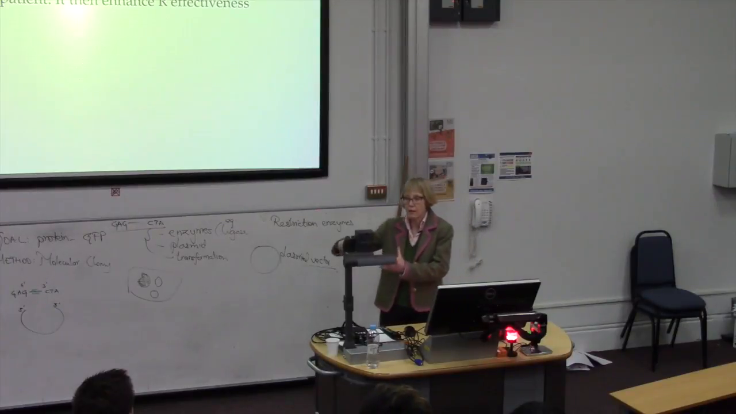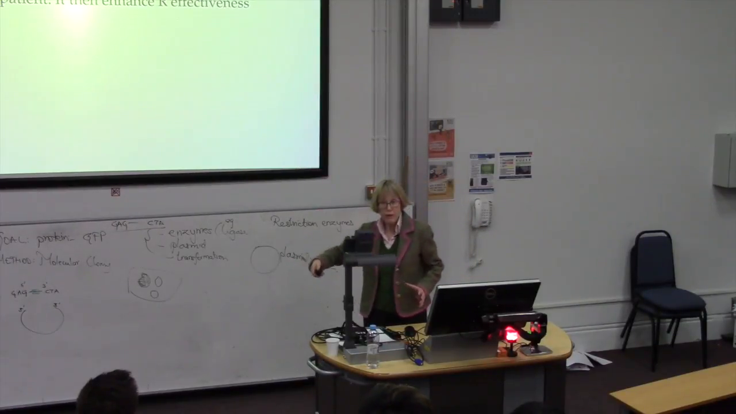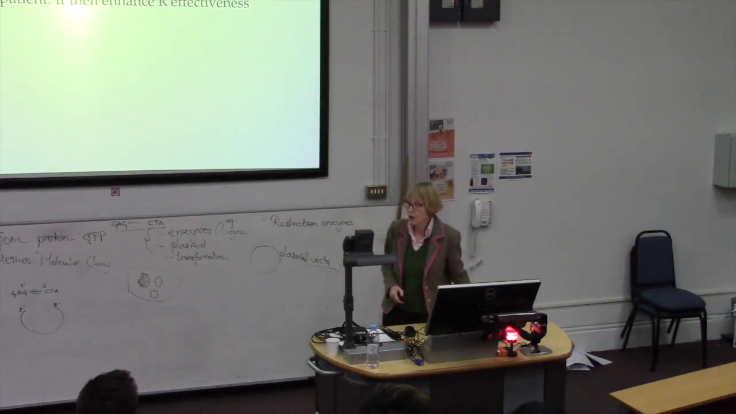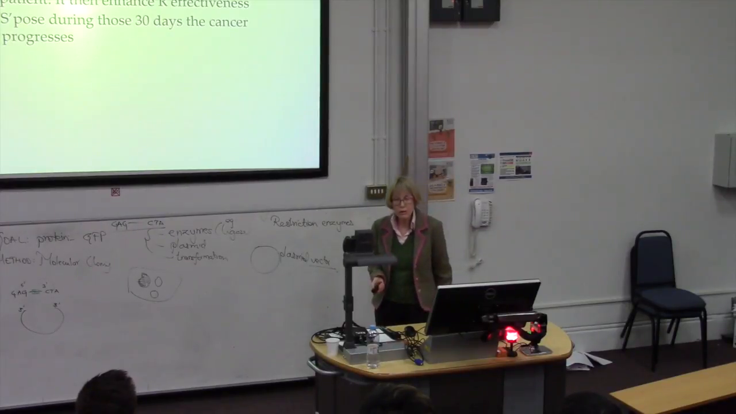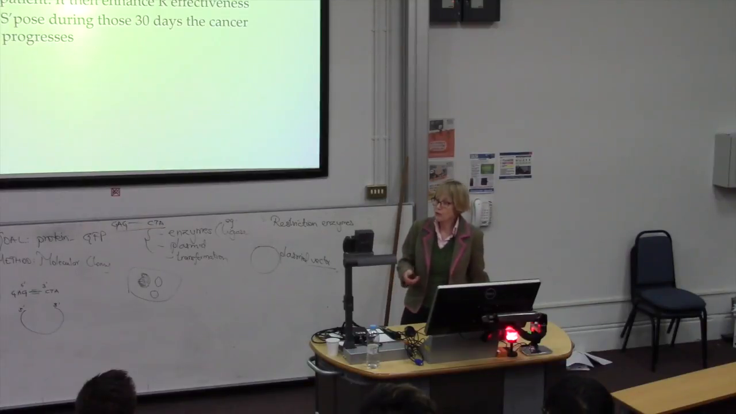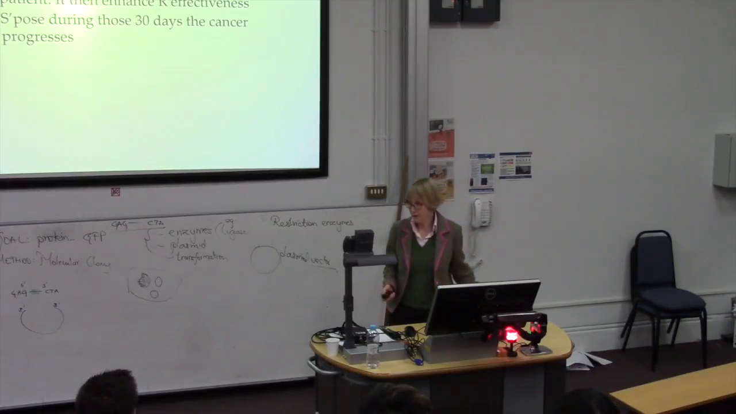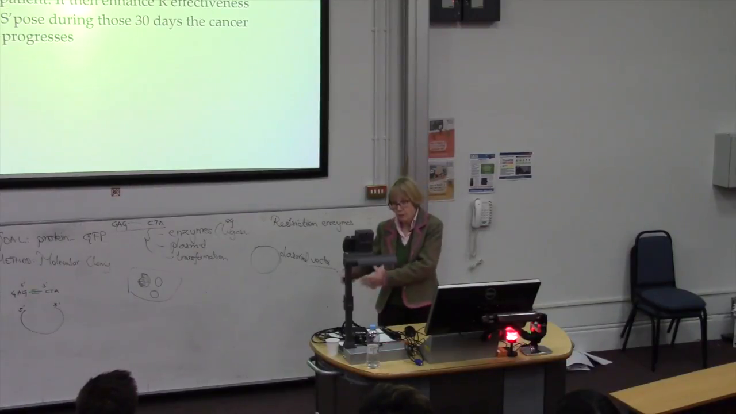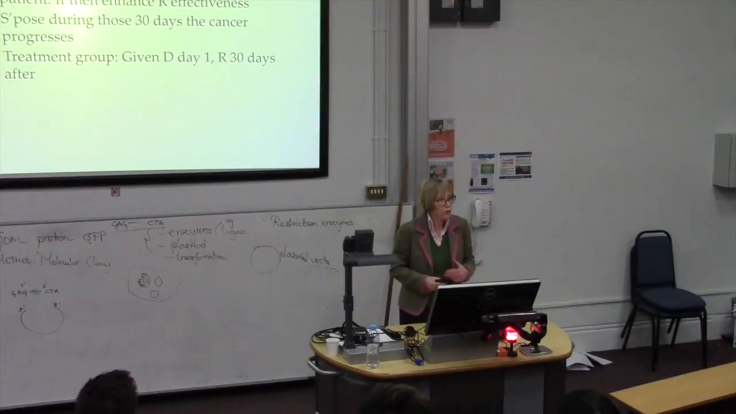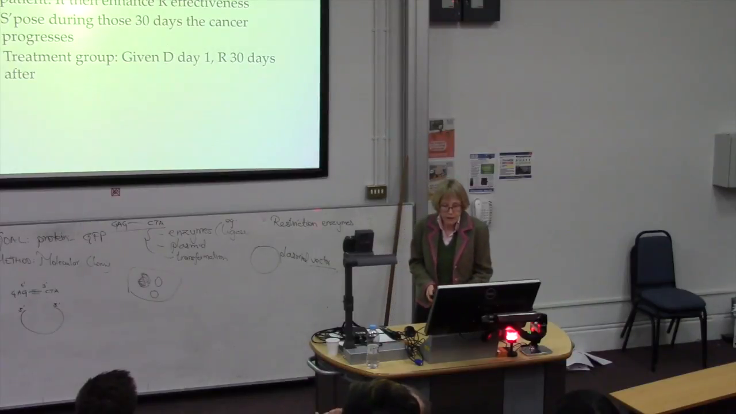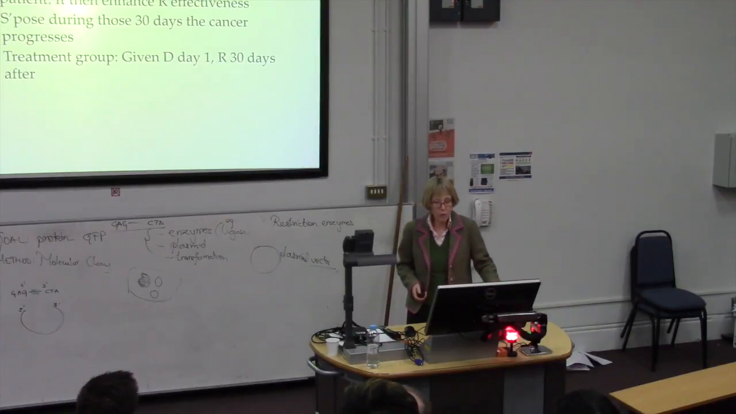It doesn't do anything until the end of the 30 days, but if 30 days later, the hypothesis is radiotherapy will be much more effective than it otherwise would have been. Now, suppose that during these 30 days, generally, the kind of cancer we're treating progresses so that the cancer itself would get worse if we delayed the 30 days. Now, there are two different ways you can think of testing this drug. The treatment group, well, we know what the treatment group should have. You should give the drug on day one, and then the radiotherapy 30 days later, because that's what's supposed to work if anything works. But what about the control?